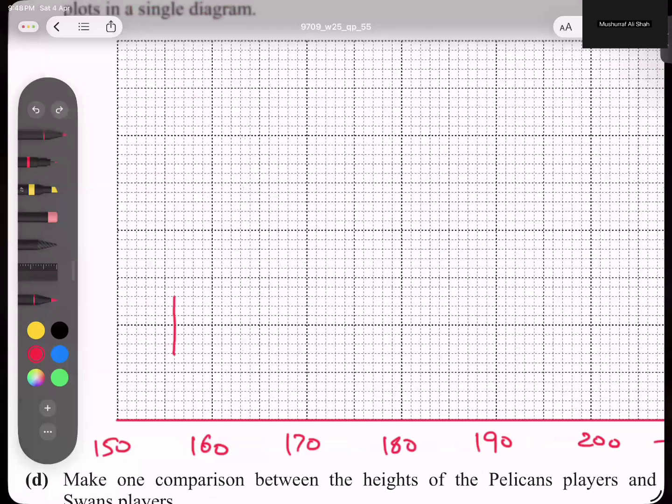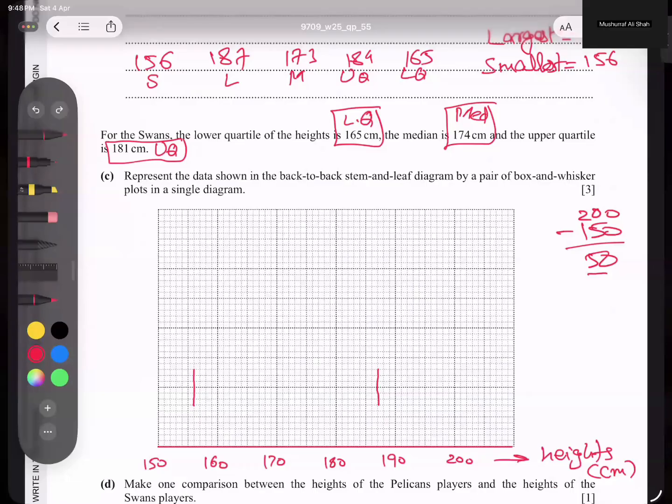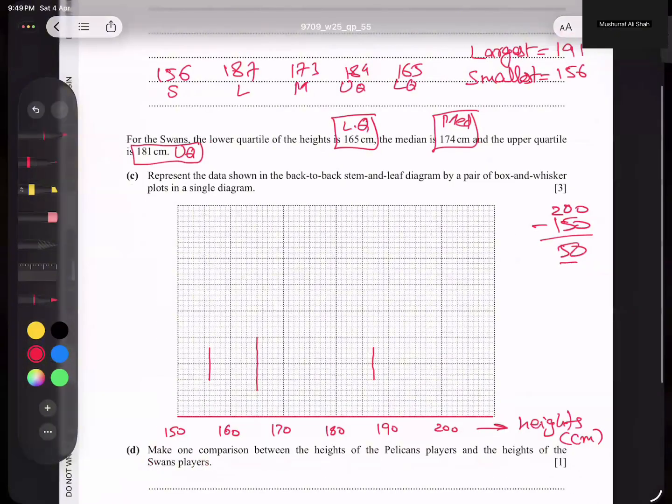Yeah, 187. Now, what is the next point? Lower quartile is 165. 160 is here, 170 in the middle, 165. So this value I'm going to make a little longer. Okay, 165. And then the upper quartile is 184.